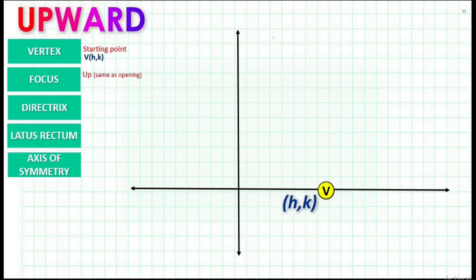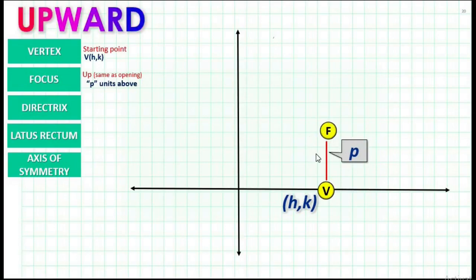So the focus will be plotted in a similar direction as the orientation. Now, since we are graphing a parabola that opens upward, to plot the focus, the movement will also be upward. And how many units are we going to move upwards? That will be p units above. So, starting from the vertex, we simply count p units above, then we plot the focus using the symbol capital letter F.